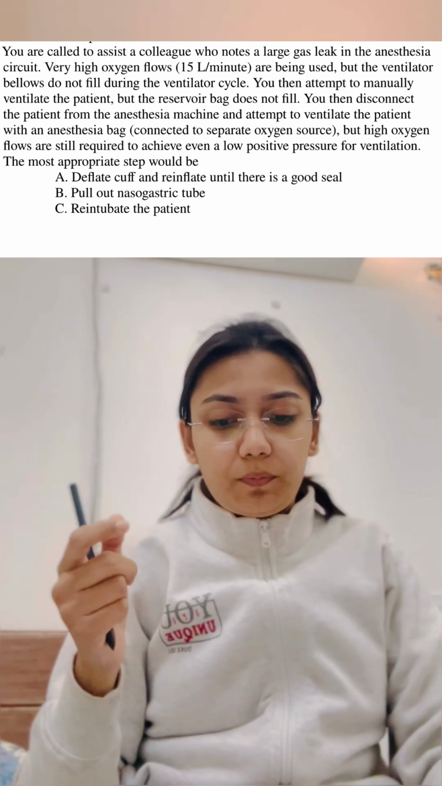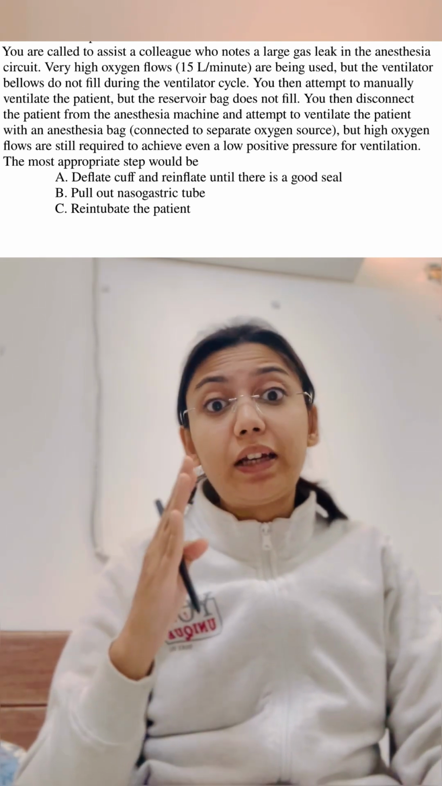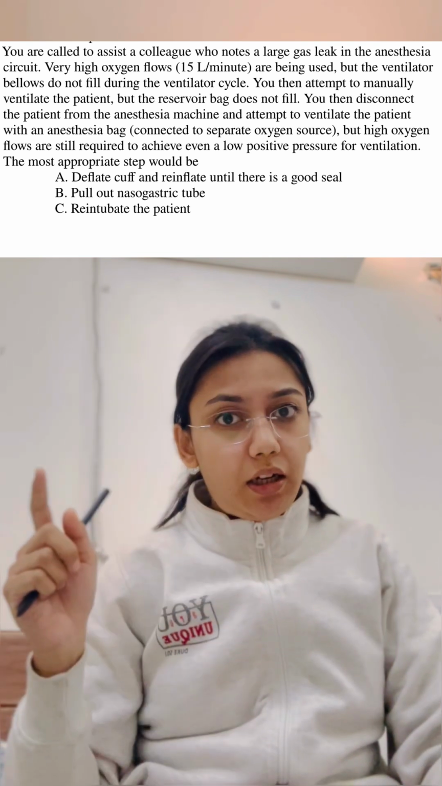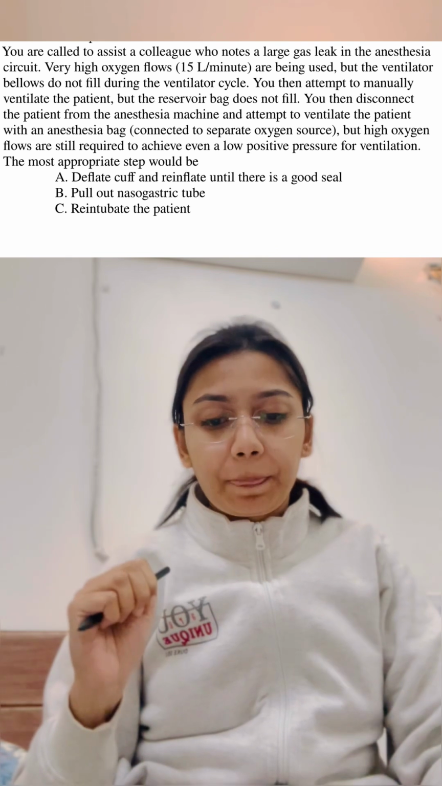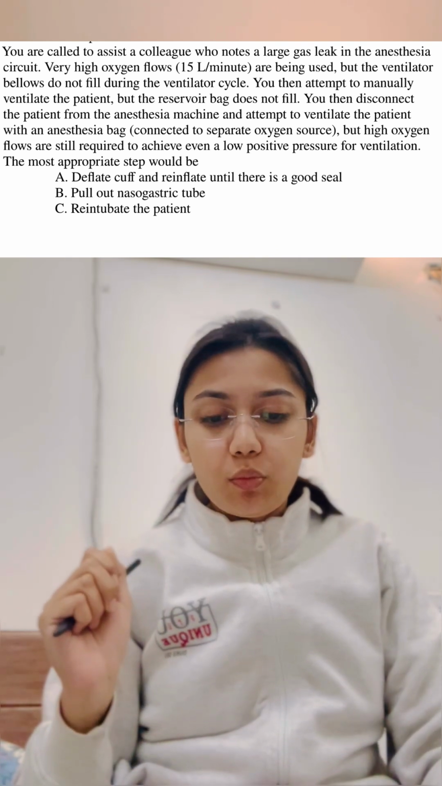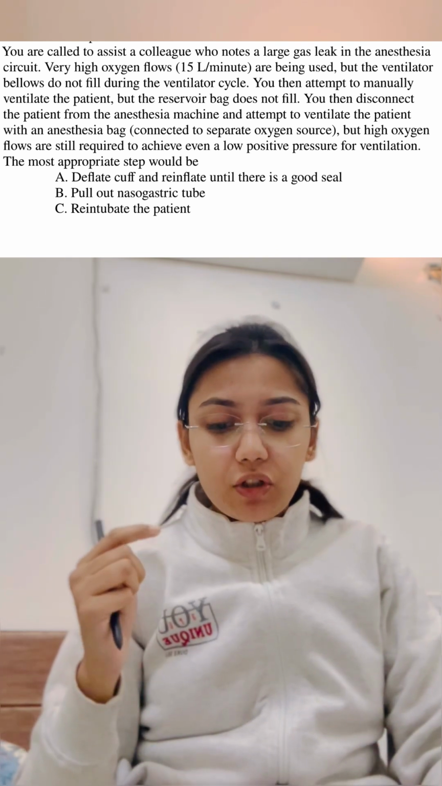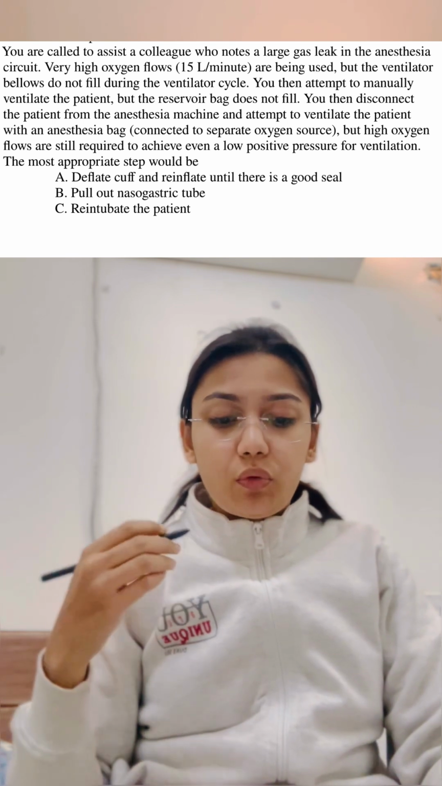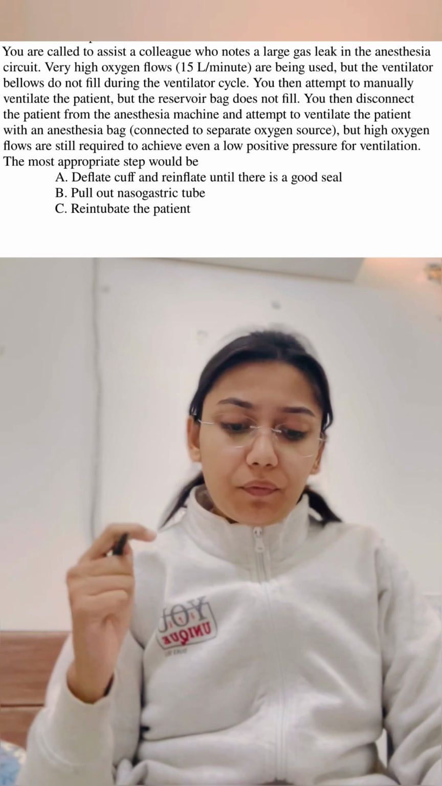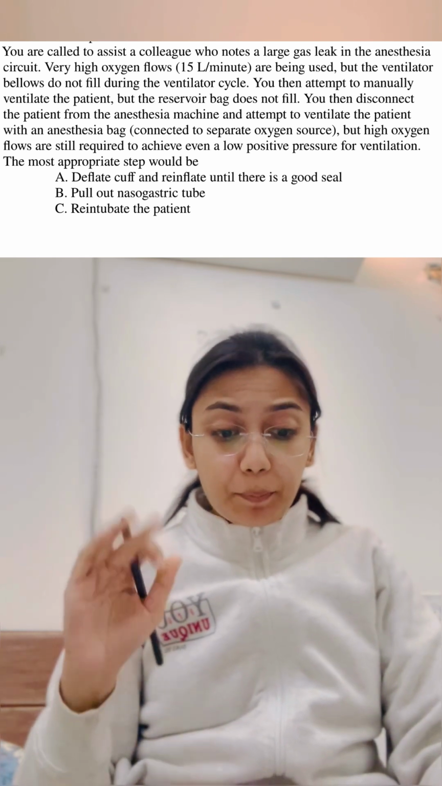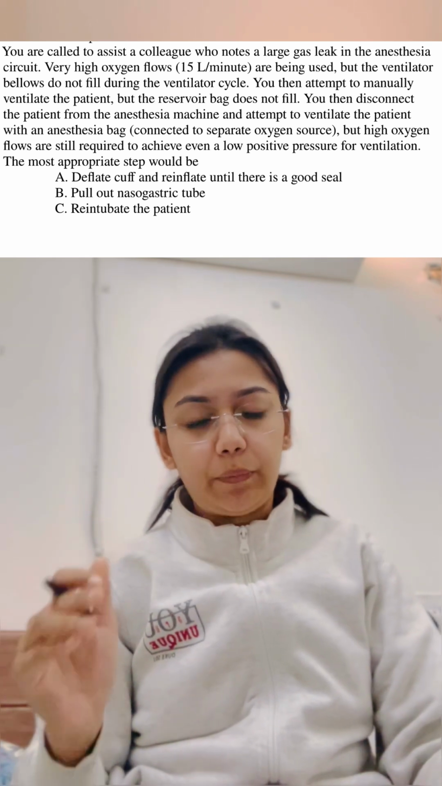So the most appropriate step would be: A, deflate the cuff and reinflate until there is a good seal. B, pull out the nasogastric tube. C, re-intubate the patient. And D, reconnect the endotracheal tube to the anesthesia machine circuit with 15 liters oxygen flow plus 15 liters flow of air.